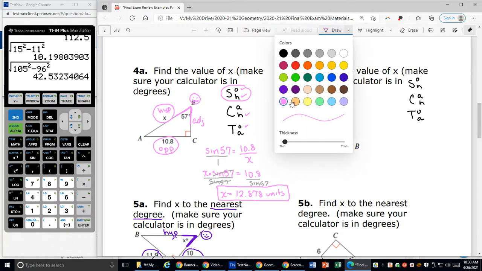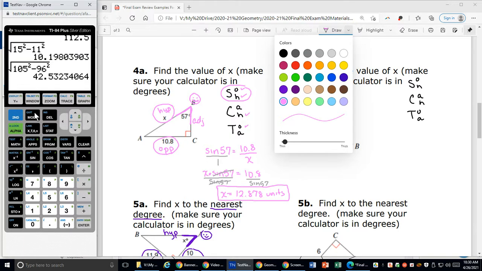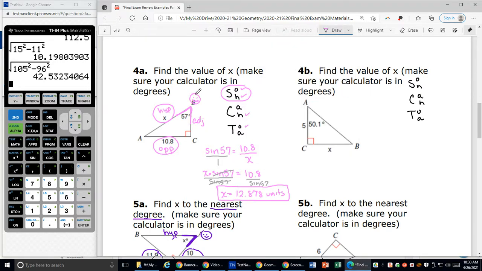Now the calculator, I still have it open from when I did the A problems, but I'm just going to hit mode and make sure it still says degree, and it does. If it didn't, I would just arrow down and over to highlight degree and hit enter. And then second and mode again will take me back to my main screen, and now I'm in degree mode. Then I can see I used my smiley face on the angle that I know.